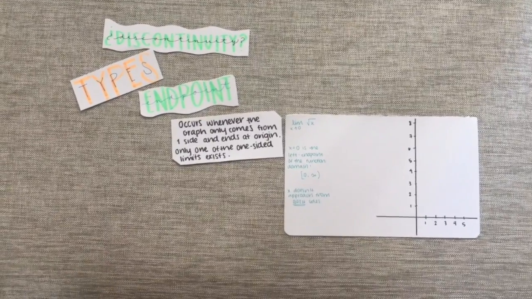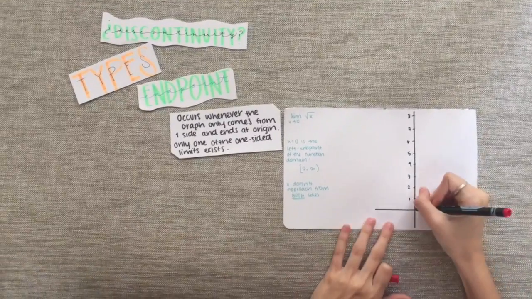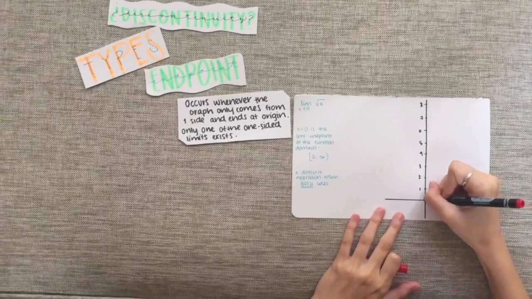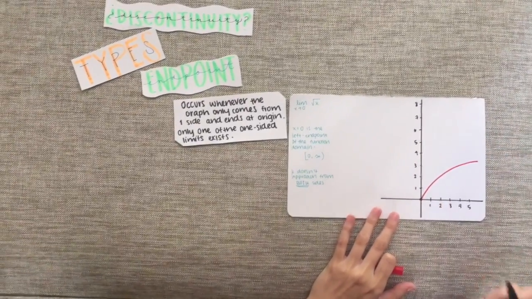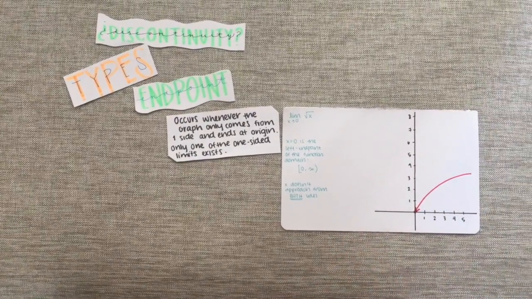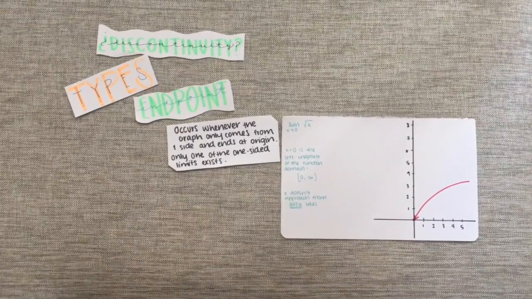Limit as x approaches 0 of the square root of x. So the graph would start at the point at the origin, like this, and it approaches from just one side. So that's why it is a discontinuity, because it doesn't approach from both sides.